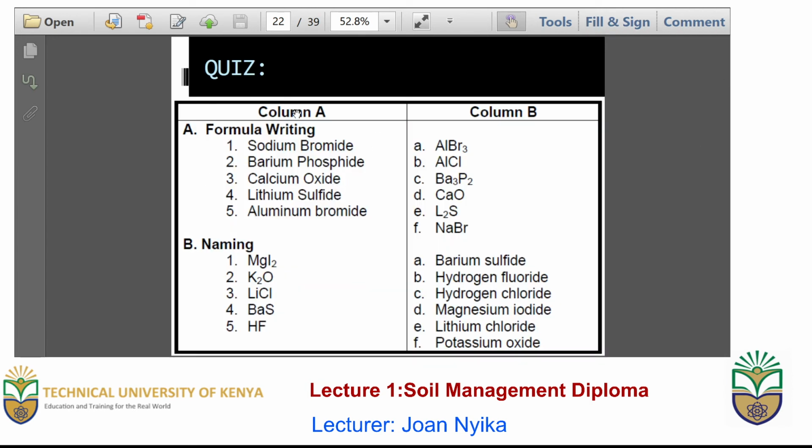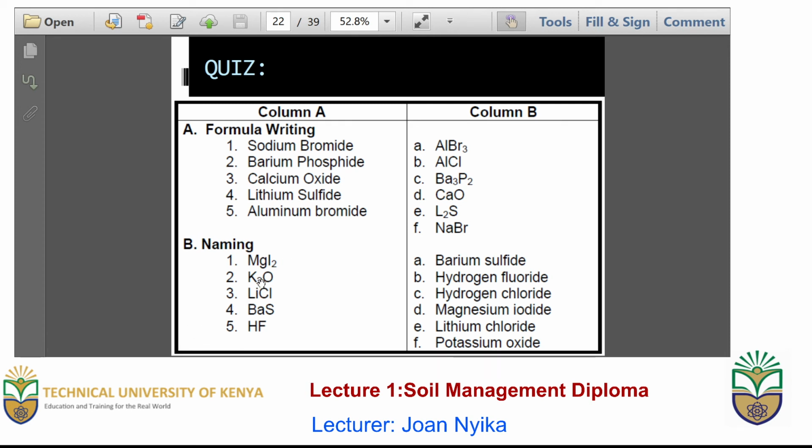Just for your own practice, what are the formulas of these compounds based on the periodic table and their molar formation? Sodium bromide, barium phosphide, calcium oxide, lithium sulfide, aluminum bromide. You can also name these compounds. For instance, number 1 is made of magnesium and iodine. Magnesium, we said, will not change. However, iodine, you have to add the suffix IDE so that it becomes magnesium iodide.